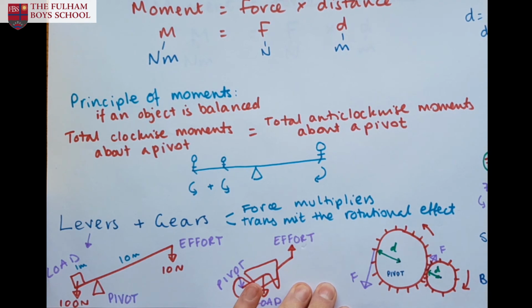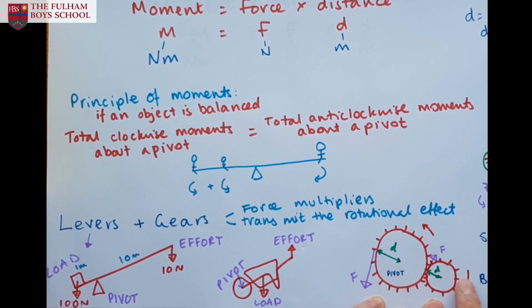A gear. Gears basically work on moments as well. So we've got a small gear here. The pivot of the gear is the center bit. The distance is the distance there to the edge, the radius of the wheel, and then you've got a force acting. I apply a force on this wheel, which will then turn this bigger wheel. The idea is this force can be smaller and I get out a bigger force because I've got a bigger distance here.